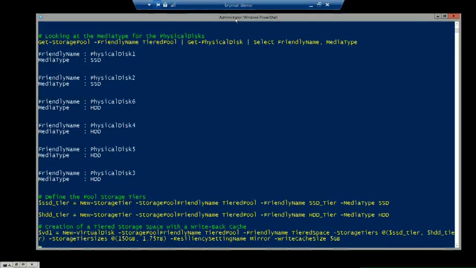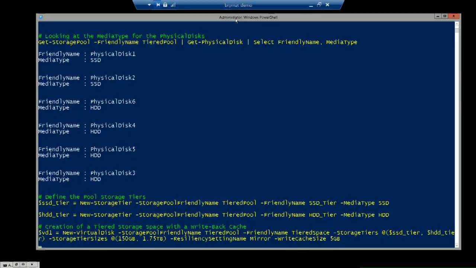And another new command for R2 is I choose a write cache size of 5 gigabytes. Now, what this command is going to do is going to go look at the SSDs in the pool. It's going to see how much capacity I have available. It's going to go take 5 gigabytes from the SSD tier for my write-back cache, and it's going to go take 150 gigabytes from the SSD tier for this virtual disk. And that's going to take 1.75 terabytes.